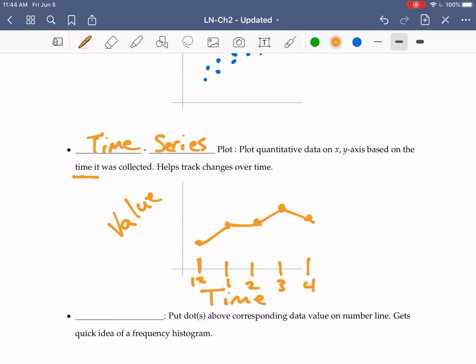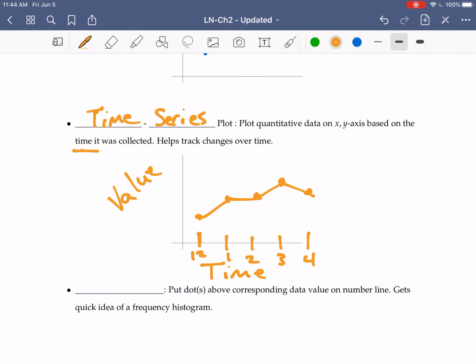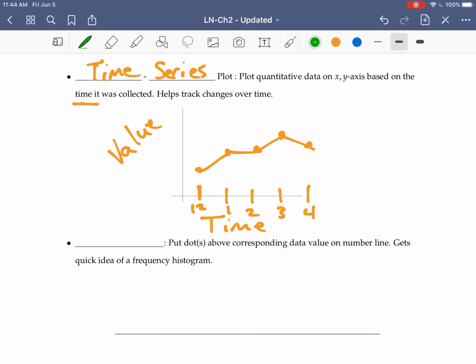Right? This happens naturally when you look at stock market kinds of things. If you are trying to track the growth of like a virus, so how many new people are obtaining that virus each day, this time series graph is used in a variety of places. But that's another way we can represent quantitative data. We might use a dot plot.